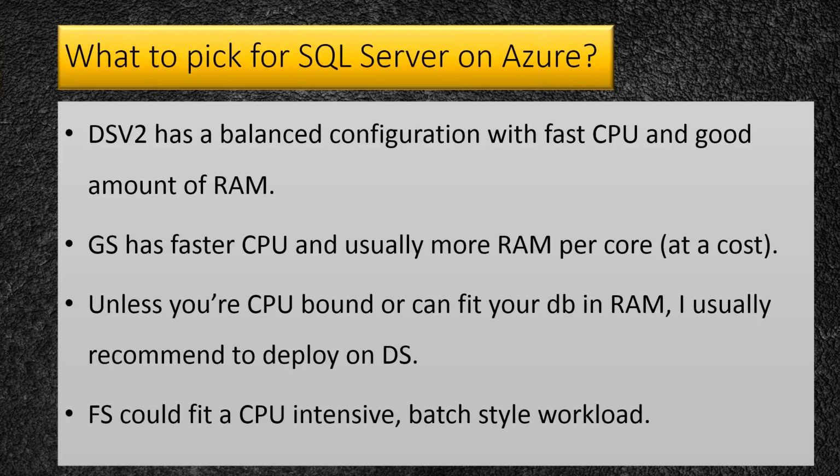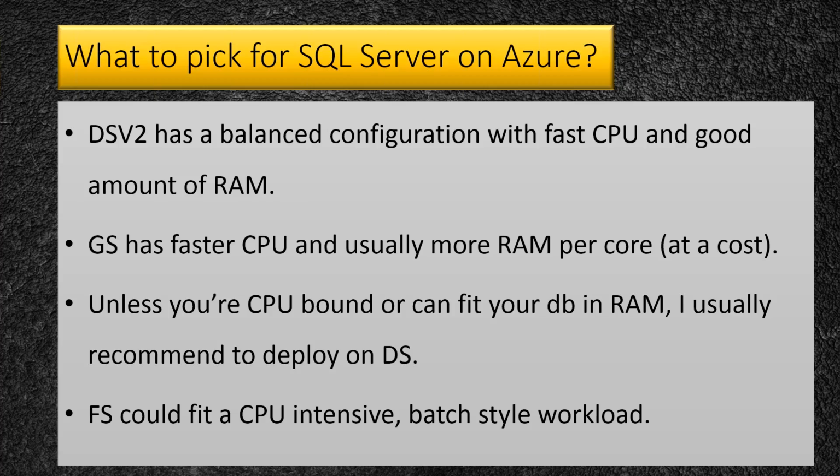Okay, so what do I recommend to pick between those choices? The DSV2 I think has a good balanced config. It has the fastest CPU, like I said, and a good amount of RAM. And the cost of the DSV2s nowadays is pretty much the same or even less than DS machines, depending on the region. So in some regions you could be paying more for a machine that has the same amount of RAM but slower CPUs. Obviously, the reason for that is they don't want you to deploy those. They want you to just go to DSV2s, but they can't just retire all the DS that people already have deployed, right?